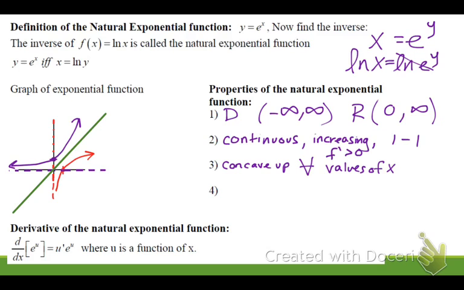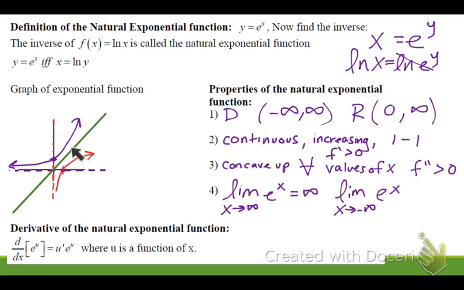What does that mean about the second derivative, f double prime? It's always positive, so greater than 0. And last but not least, the limit as x approaches positive infinity of e to the x. What do you notice as you go towards positive infinity on this purple graph? Infinity, positive infinity, good. And what about the limit as x approaches negative infinity of e to the x? 0. Good. As it goes towards negative infinity, it gets closer and closer to 0.